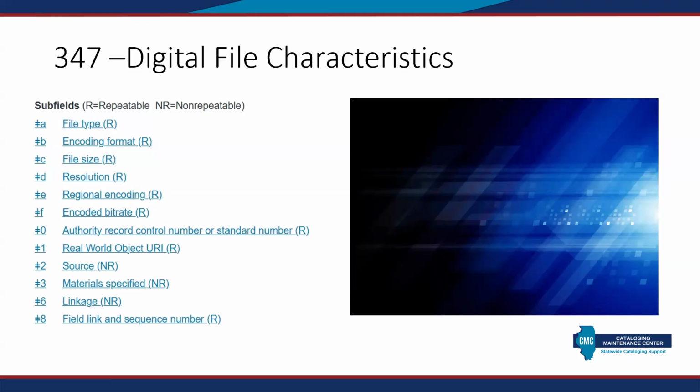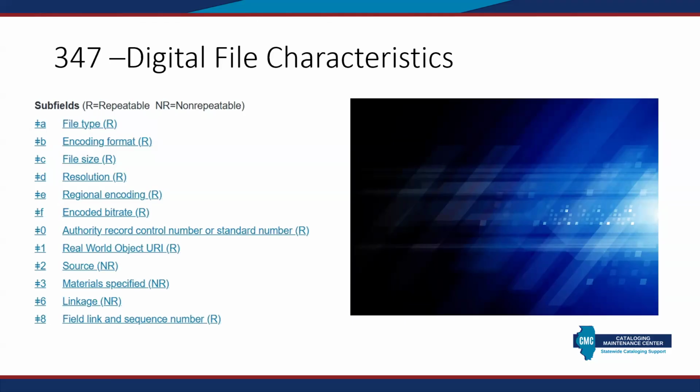Subfield C is for the file size, but it should be omitted in e-resource records, BFAS says, even if it is known, because file sizes among different iterations of the same resource might sometimes differ. So just leave that out even if you do know it. Subfield D is the resolution. If the resolution of a digital image is known, it should be recorded here. And BFAS says it should be expressed in pixels.